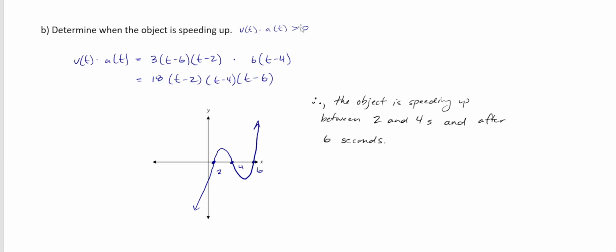Graphed it out. I need to find when it is positive. Well, it's positive between 2 and 4, and then it's also positive after 6 seconds. So I can come to my conclusion, which is that the object is speeding up between 2 and 4 seconds, and then after 6 seconds.